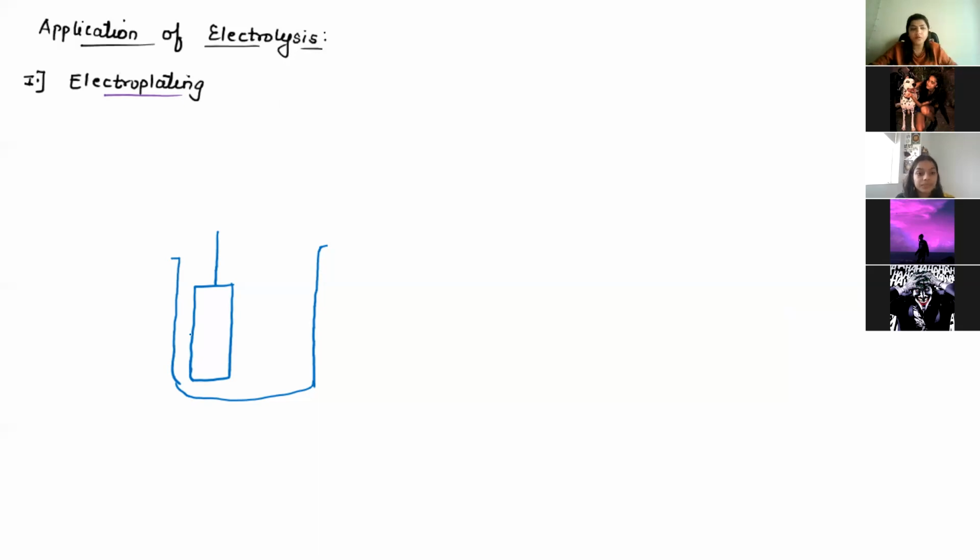So the desired metal will be there as one electrode, and another electrode will be your object. So let's say I want to plate a key.